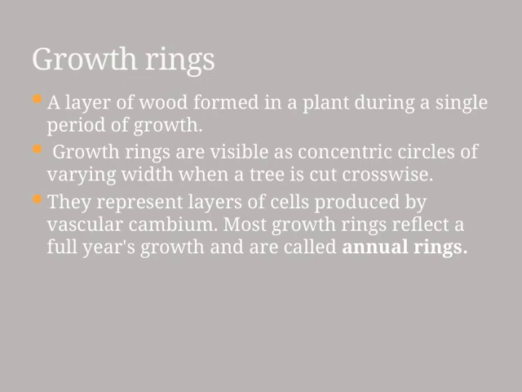Let's talk about growth rings. A growth ring is essentially a layer of wood that forms in a plant during a single period of growth. When you cut a tree crosswise, these rings become visible as concentric circles. They vary in width, which can tell us a lot about the tree's growth conditions each year. These rings are produced by the vascular cambium, a layer of cells that generates new tissue. Most of these rings represent a full year's worth of growth, so we often call them annual rings. Understanding these rings helps us learn about the tree's age and the environmental factors that influenced its growth over time. This concept ties into our overall theme of examining how plants grow and adapt over time.